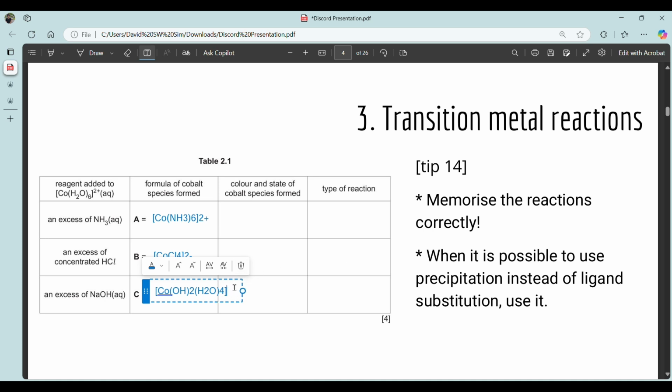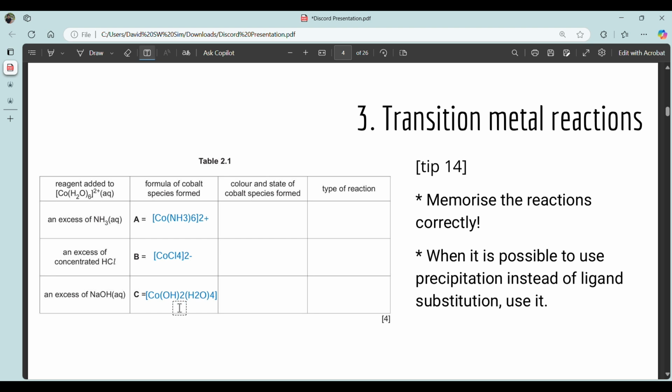But there is actually one thing I would want to note here. For cobalt hydroxide, in some past year papers, you will just see it written as Co(OH)2. You won't see the water ligands. If you see this, don't worry, because it is the same thing. Just Co(OH)2 and Co(OH)2(H2O)4 are just different ways of writing the same stuff.